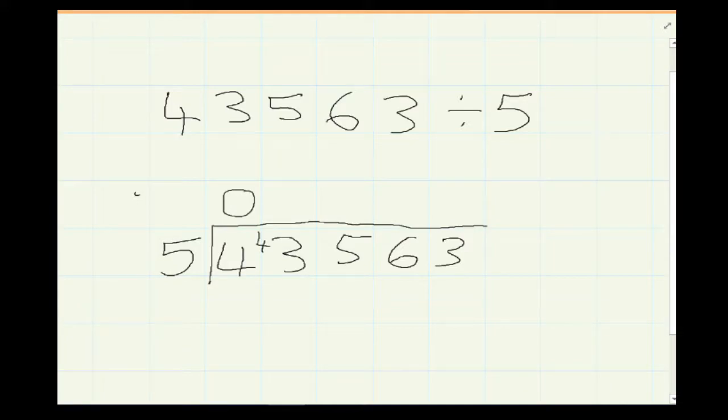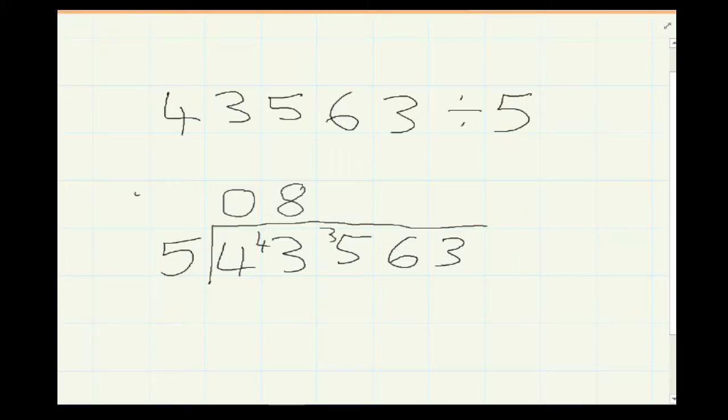Quite often it's 0 or 1 at the start, so be aware of that. How many 5s in 43? Lots of them. Lots of 5s in 43. 5, 10, 15, 20, 25, 30, 35, 40 is 8. That was 40 though, which means we got a remainder 3.